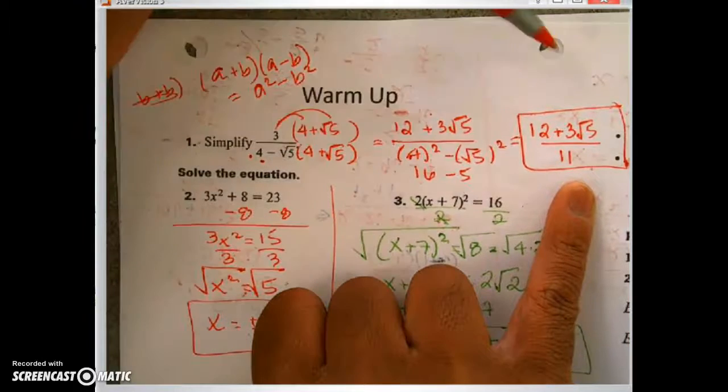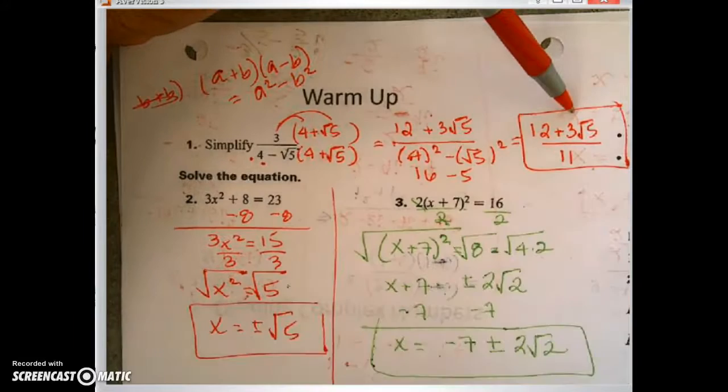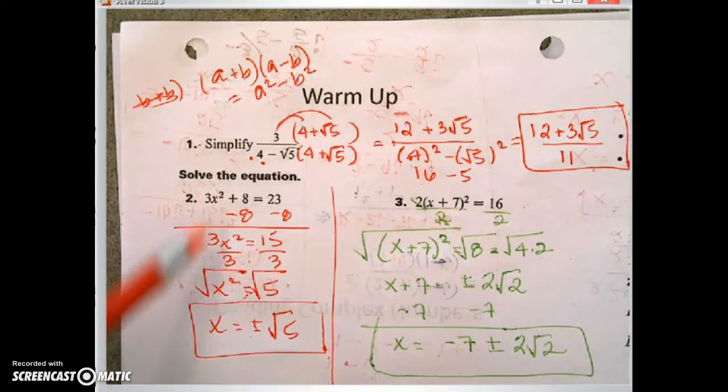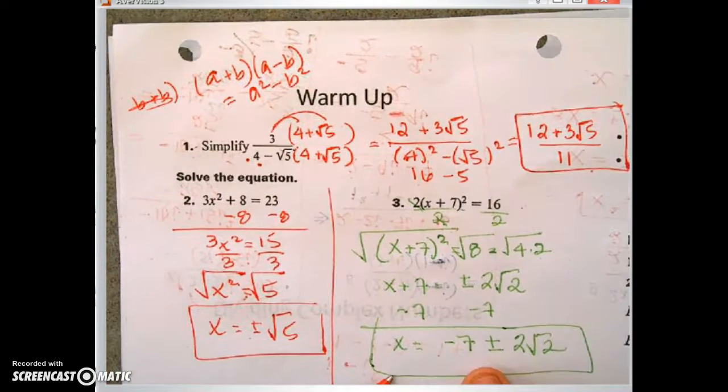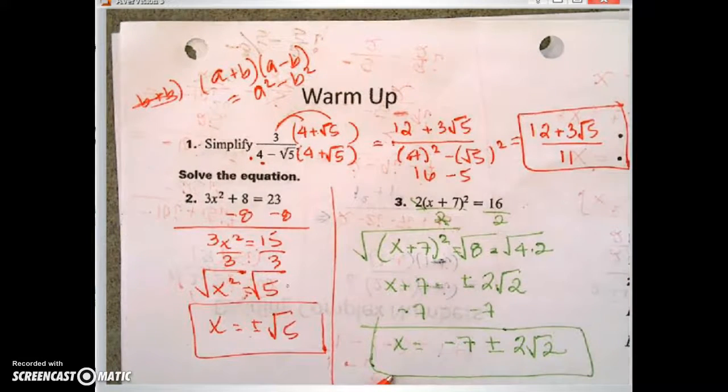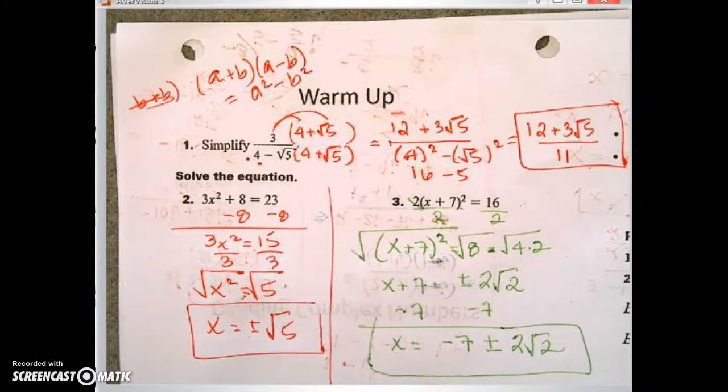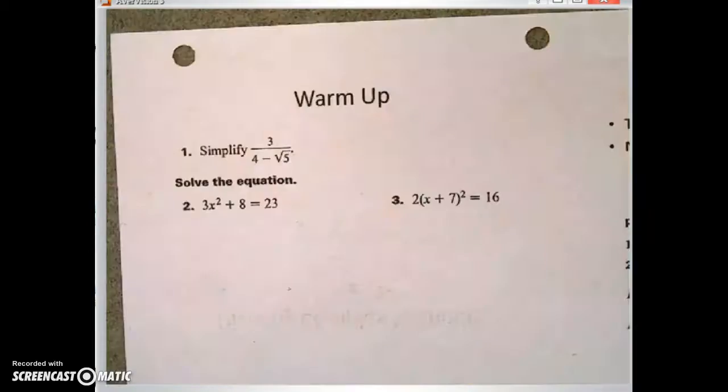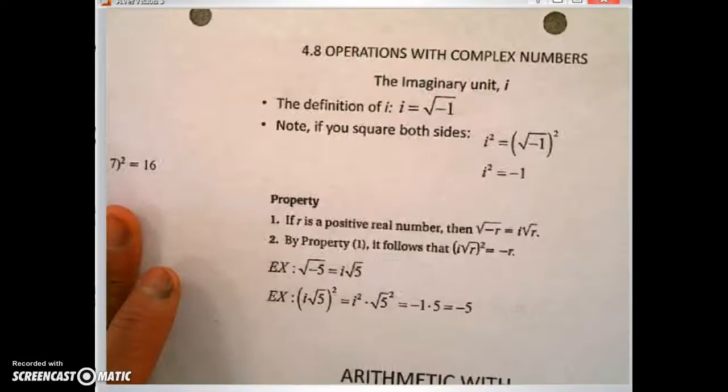Multiplying the top, I have 12 plus 3 radical 5. And then for number 2, after I solved, I got plus and minus radical 5. For number 3, x equals negative 7 plus or minus radical 2. If you need to, take a moment, press pause and check to make sure that your work matches mine. You can also check in with a neighbor and see that you have that written down okay.